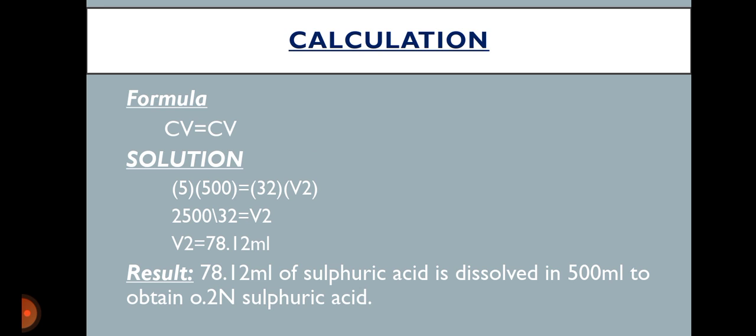So the result is simple: we will get the amount V2, which is 78.12 ml of sulfuric acid, to be dissolved in 500 ml to obtain 5N sulfuric acid.